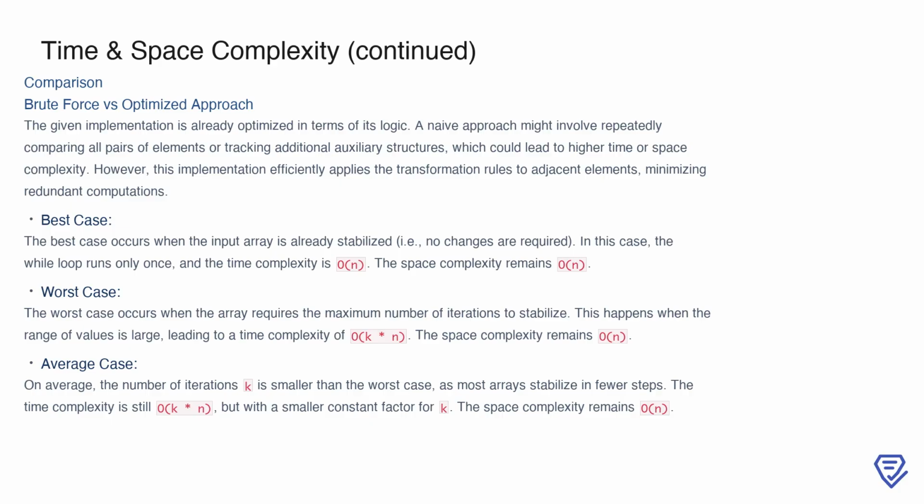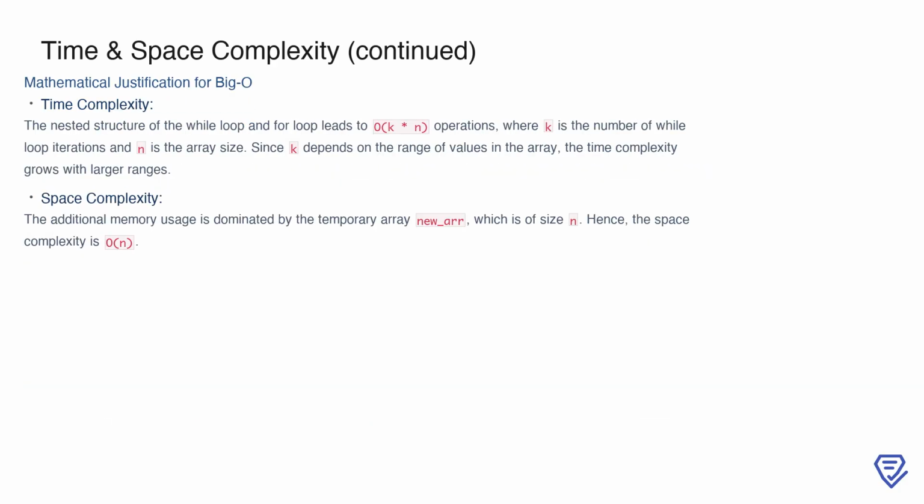On average, most arrays stabilize in fewer iterations than the worst case, so k is typically smaller. As a result, the time complexity remains O(k*n), but with a smaller constant factor for k, while the space complexity stays at O(n). Finally, let's solidify the big O analysis with a mathematical justification.